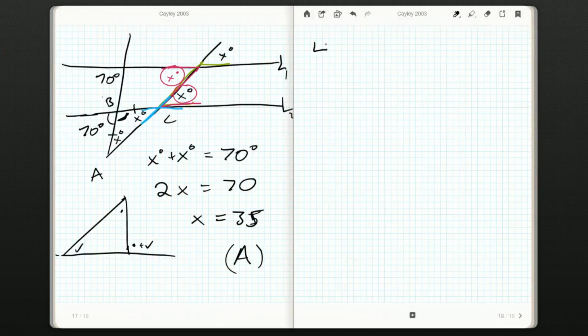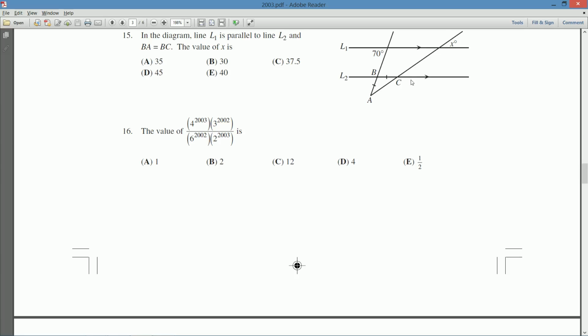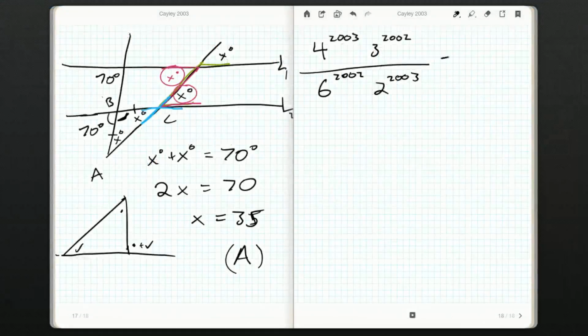And by the way, both methods would work. The prime factorization one would do just fine. And it was 6 to the 2002 on bottom, 2 to the 2003. Now before I proceed, let's make sure I've got the numbers right, otherwise I'm going to come up with the wrong answer. Okay. So I want everything to be to the power of 2002, so I'm going to take out a factor of 4.